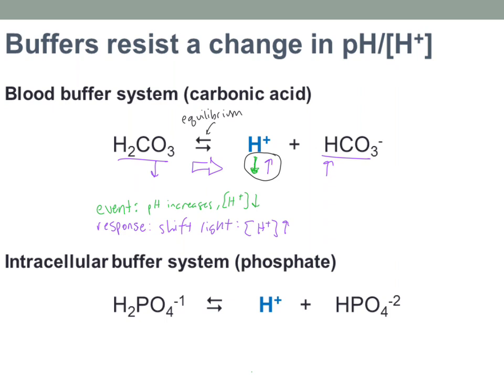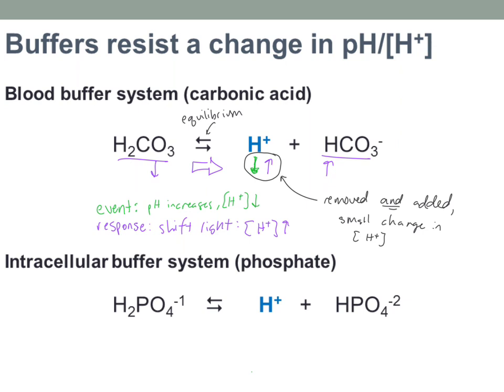So you take away and add, right? So H plus was removed, but then also added. So removed and added, and therefore there's only a small change in the amounts of H plus and the concentration of H plus. So we've resisted a change in pH. We've resisted a big change in that H plus concentration.